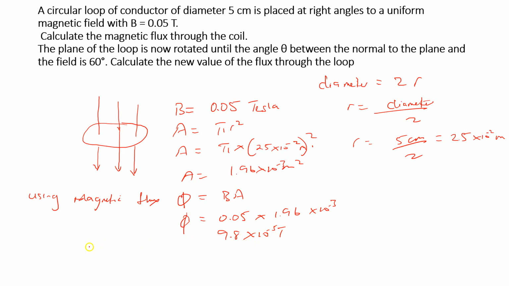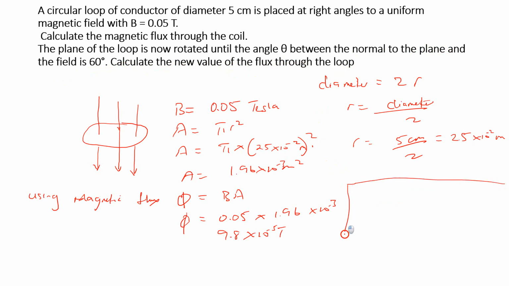And from that now, that's where we would have stopped for that particular question. But the question continues to say that the plane of the loop is now rotating until the angle between the normal to the plane and the field is now 60 degrees. It says calculate the new value of the flux through the coil. So there's a shift, right?